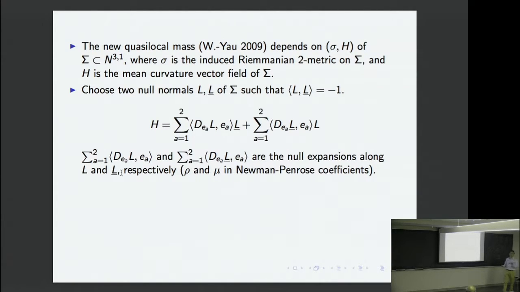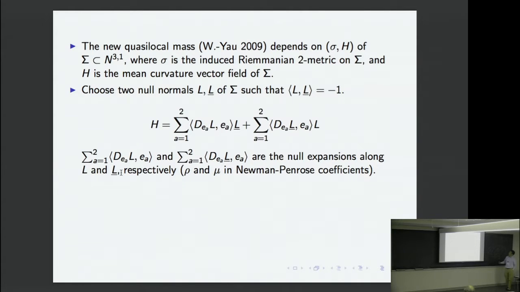By the way, I'm going to suppress all the space-time indices because I have to deal with surface geometry and space-time geometry at the same time. It would be impossible for me to write out all the indices here. So this simply means the pairing with respect to the Lorentz metric. And then you can write down this normal vector here, where the first term is the null expansion with respect to L, and the second one is the null expansion with respect to L bar.